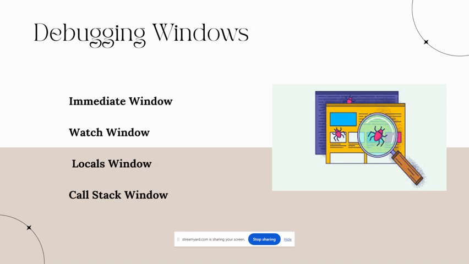Visual Studio offers several debugging windows that are extremely useful. These include the immediate window, watch window, locals window, and call stack window. Each window serves a specific purpose and helps in monitoring the state of your application during a debugging session.